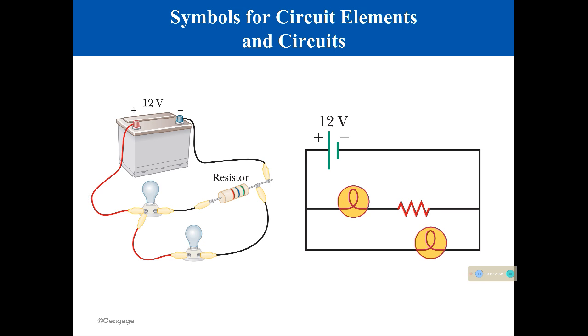So this right here shows you a picture of something on the left side and then how you would draw that circuit element over on the right. We have a 12-volt battery. We have a light bulb.